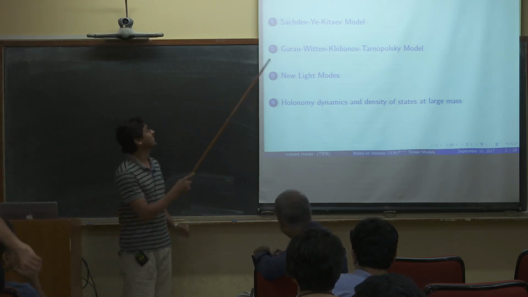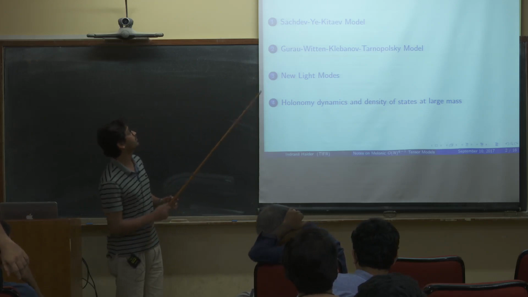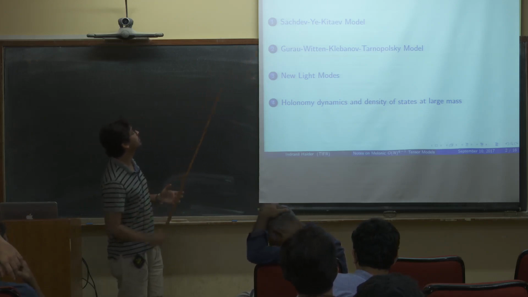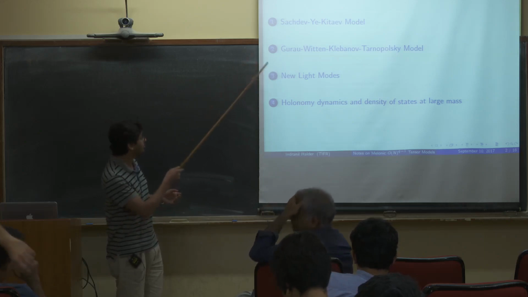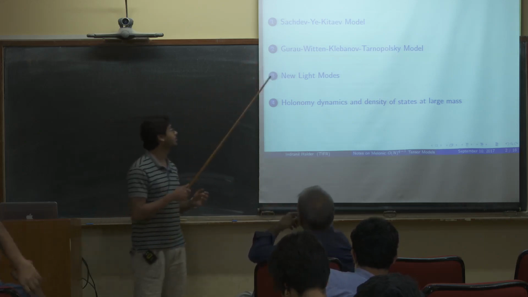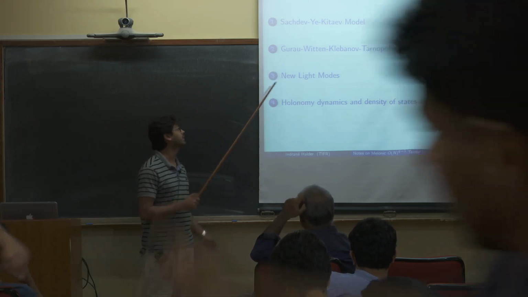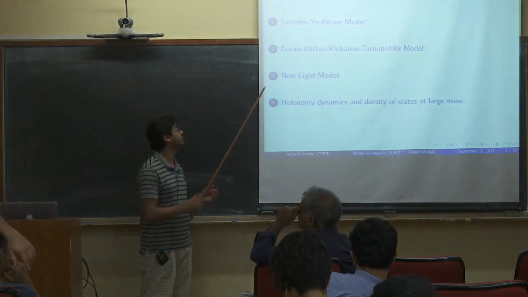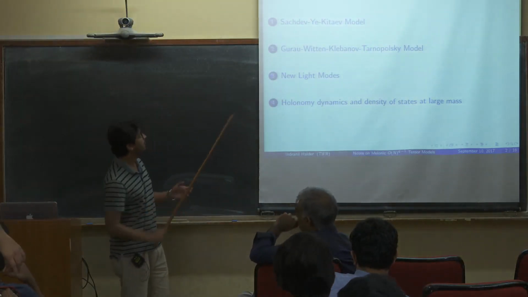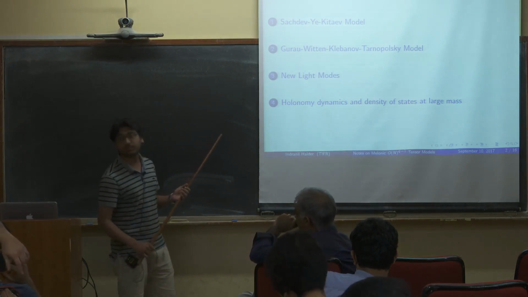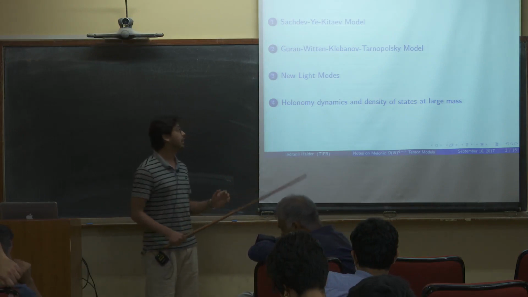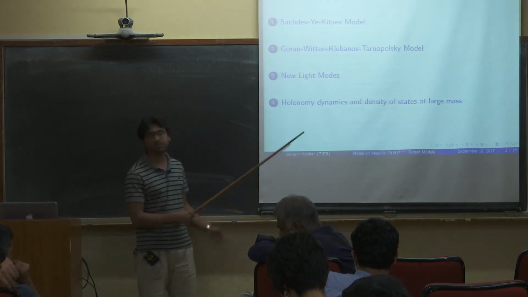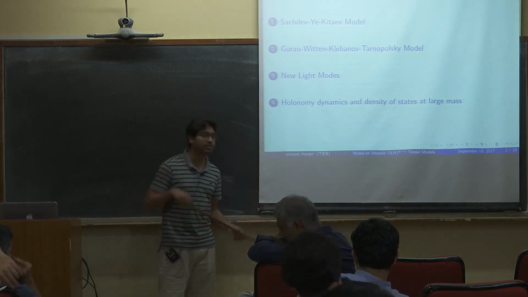So these are the things that I will roughly go through. First, I will quickly review this Sachdev-Kitaev model, and then the tensor model that we talk about goes by these names, and then I'll discuss the things that we did in the papers. We will talk about some new light modes that we have found, and then we will also mass deform the theory, and then we will try to see how the density of states goes, or if there are any phase transitions.